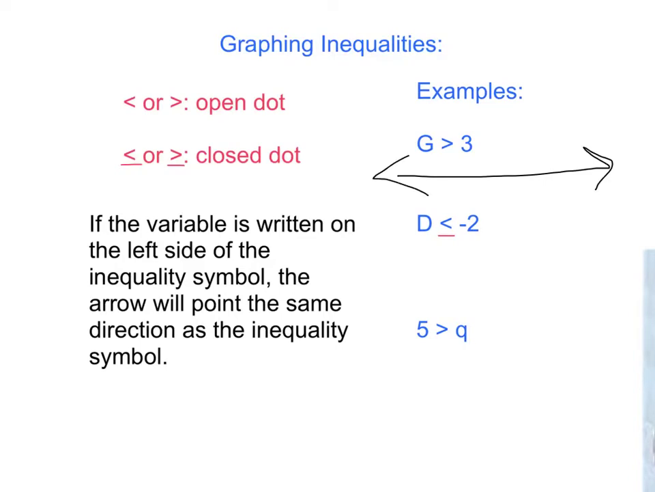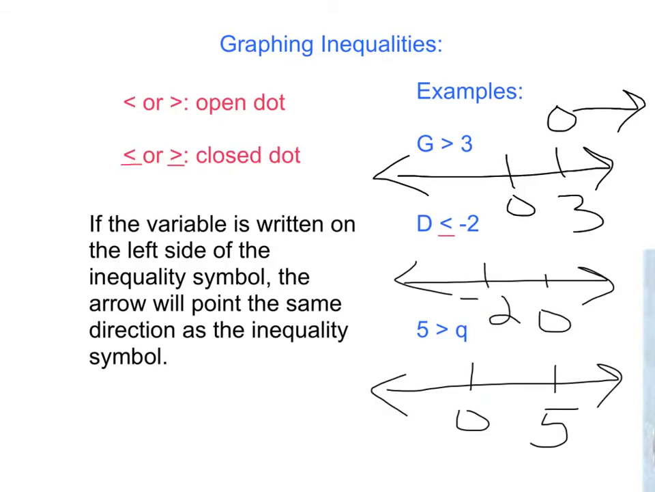So I draw my number line, 0, 3. I know I'm going to have an open dot above 3. My inequality symbol is pointing to the right, therefore I would draw an arrow to the right, and I have graphed that inequality. G is greater than 3. Please take a moment to pause this video, record the example in your notes, and try the next 2 on your own.